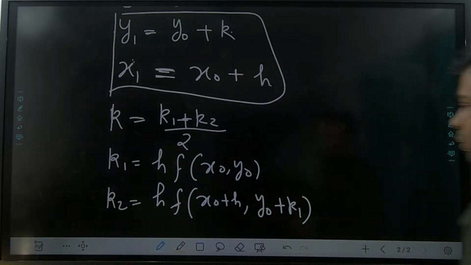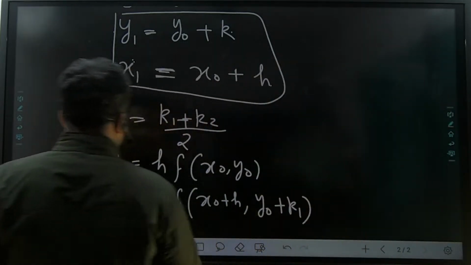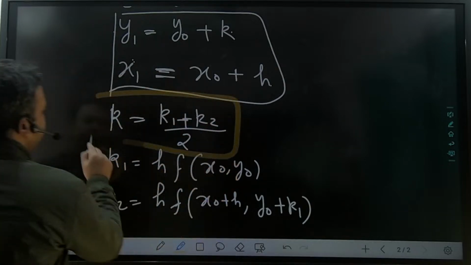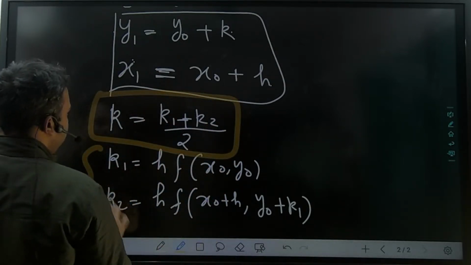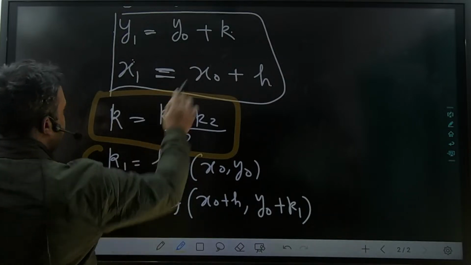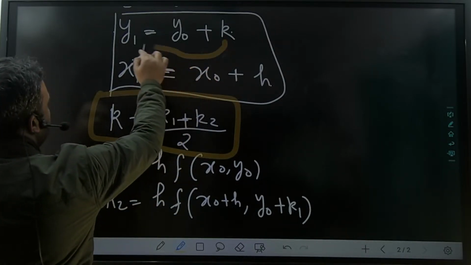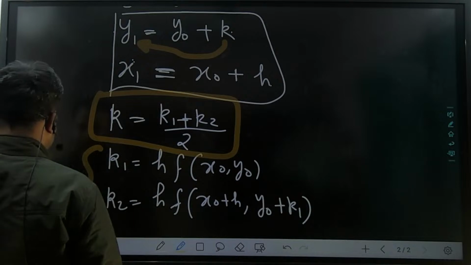Here k is calculated by this mean, where k1 and k2 are individually defined like this. So directly we have to use this algorithm to find k and put it over here to find y1.